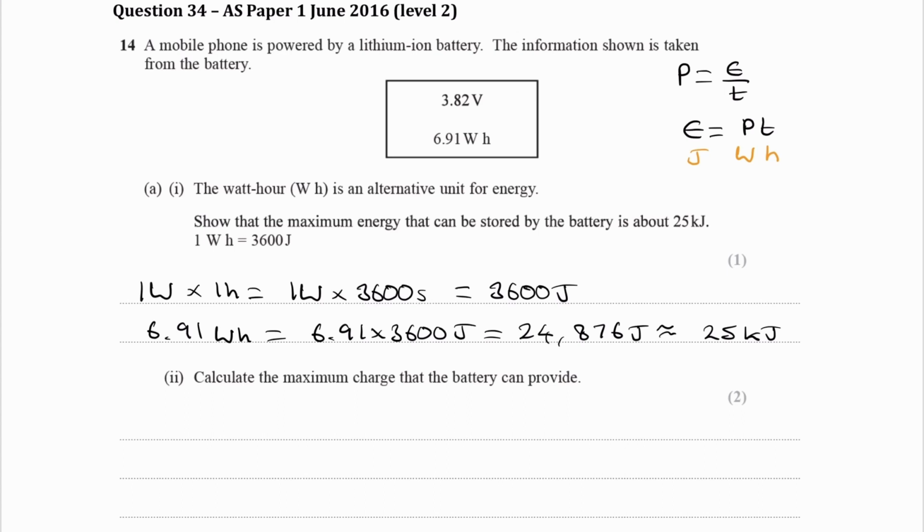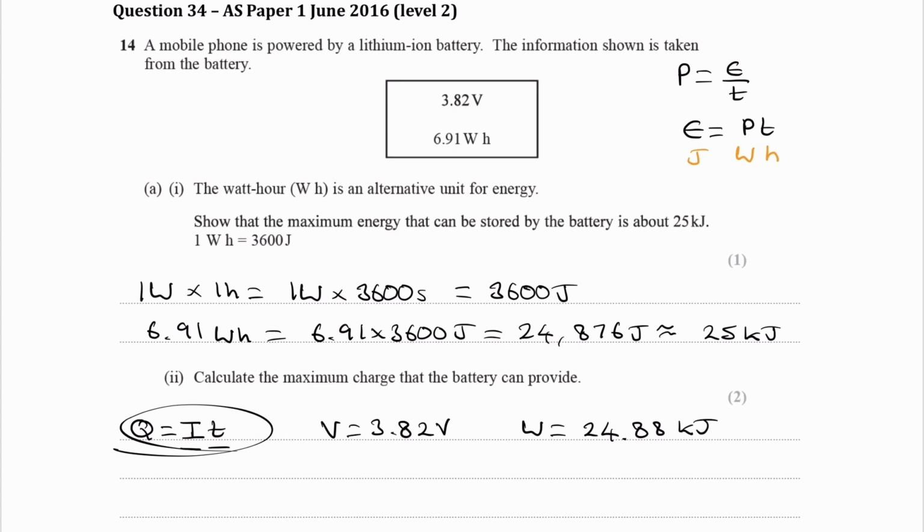For the next part, calculate the maximum charge that the battery can provide. So we know that Q is equal to IT, but if we look at the quantities that we're given, a voltage, 3.82 volts, and an energy as well, or a work done, 24.88 kilojoules, and that's it. We don't have a current, we don't have a time, so we can't use this equation, we have to find another one.